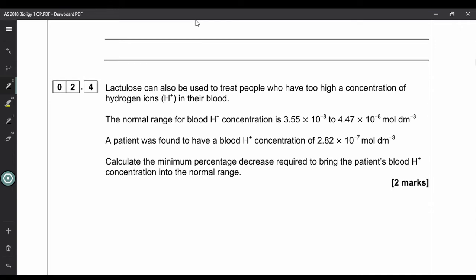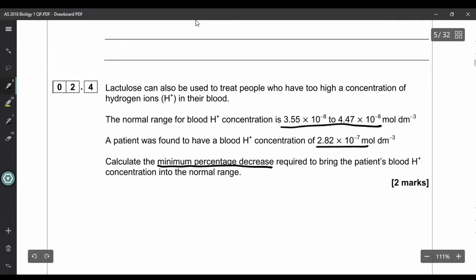Okay, lactulose can also be used to treat people who have too high a concentration of hydrogen ions. The normal range of hydrogen ion concentration is this. A patient is found to have a blood hydrogen ion concentration of this. So note that this is higher than this because we've got 10 to the minus 7 rather than 10 to the minus 8. Calculate the minimum percentage decrease required to bring the patient's H+ concentration into normal range.